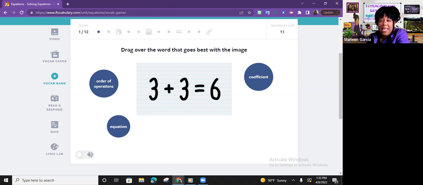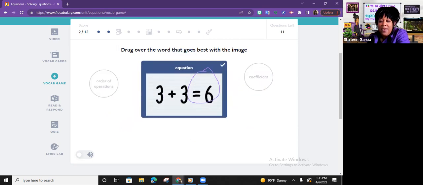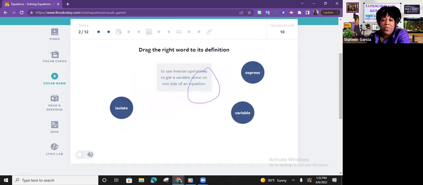Okay, remember that anytime you see an equal sign, which is right here. How can I annotate? Oh, let me annotate. Right here, there's an equal sign. So that is an example of an equation. Yes, Adolfo. Anytime you see an equal sign, it is an equation. If it was just 3 plus 3, that would be an expression.